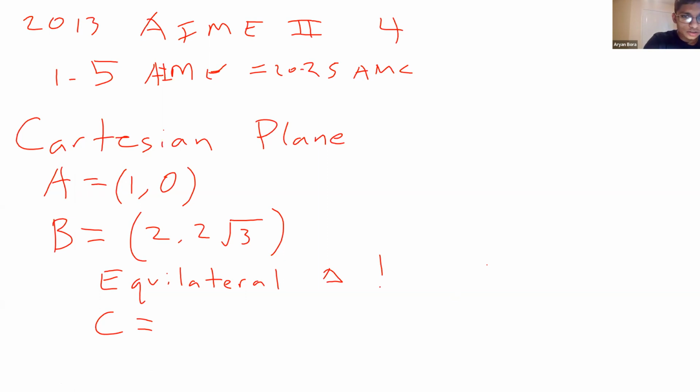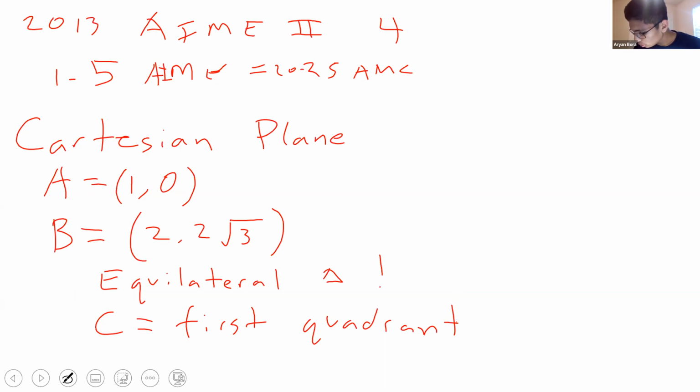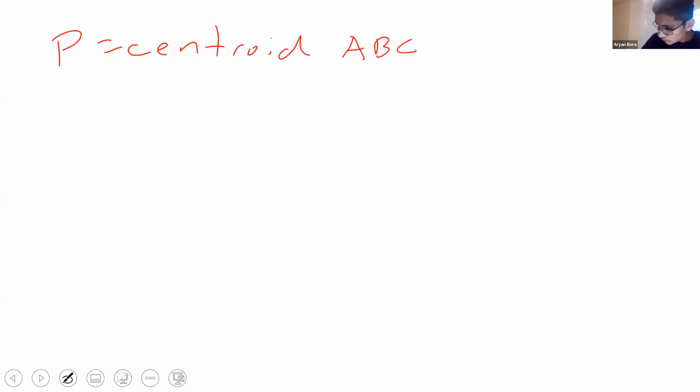Okay, so we know C is in the first quadrant. And then they say we're given some point P, which is the centroid of ABC, and you want to find its coordinates, x, y. So what's the product x times y?